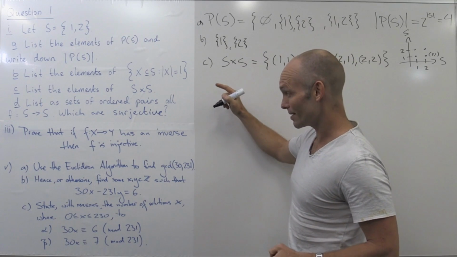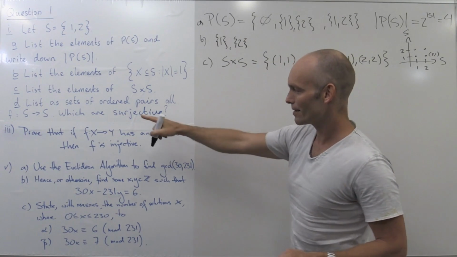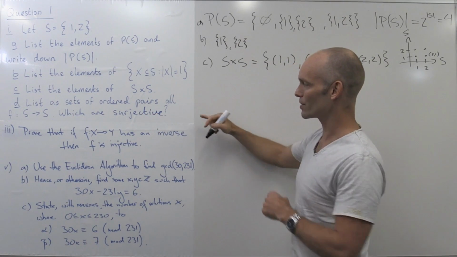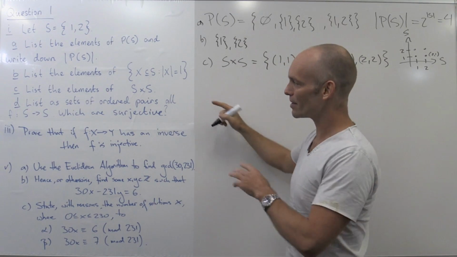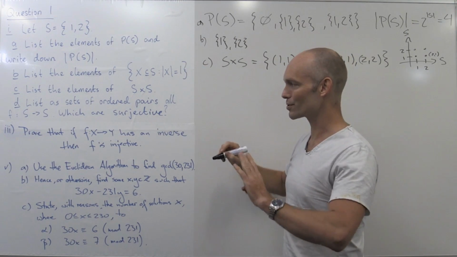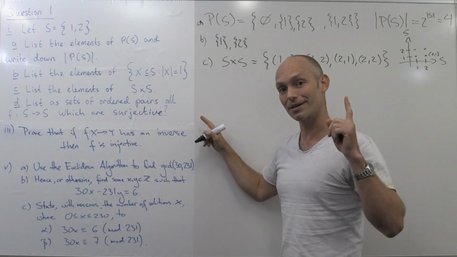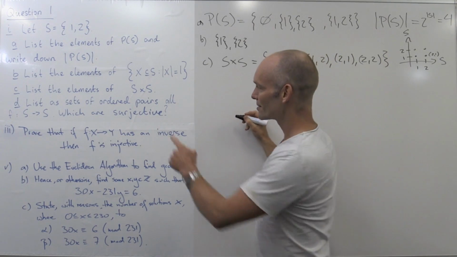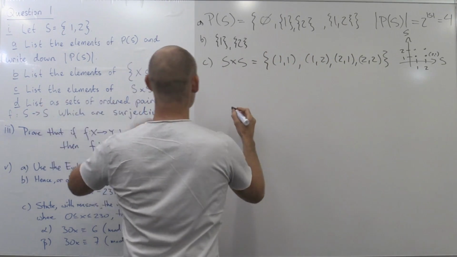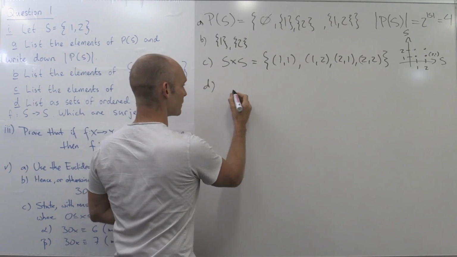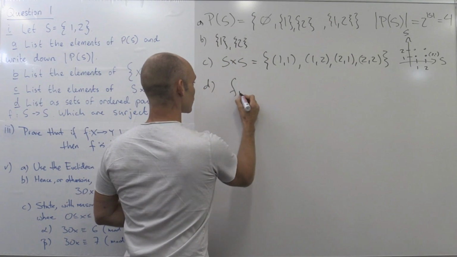List sets of ordered pairs of all functions from S to S which are surjective. So that's slightly unusual. The first 3 were super easy. This one you might have to think just a little bit, but it's also easy. So sets of ordered pairs of all functions. Here we're talking about a function. So let's look at the first function.